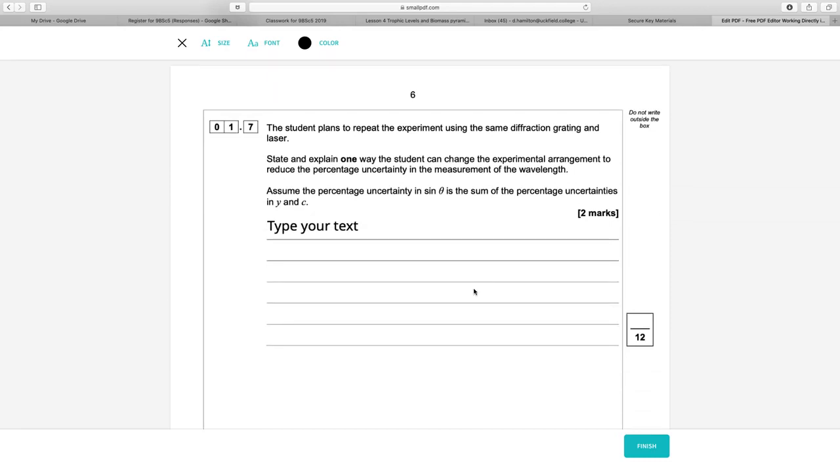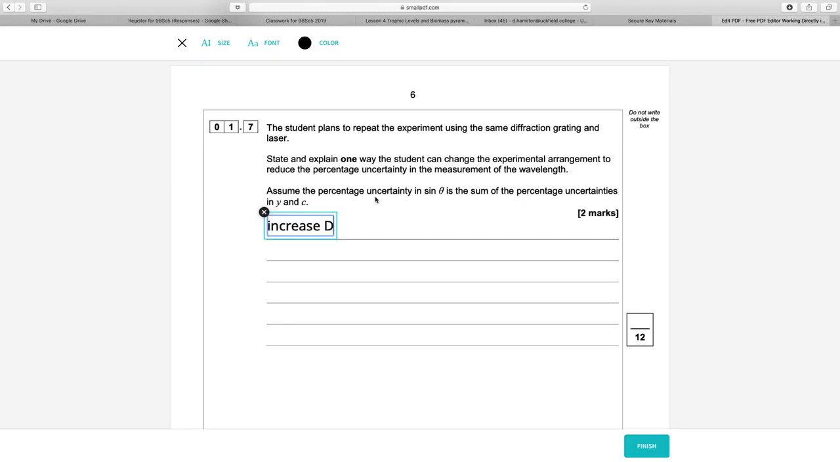So the student plans to repeat the experiment using the same diffraction grating and laser. So lambda is fixed and D is fixed. One way the student can change the experimental arrangement. Well, if you look at the expression d sine theta equals n lambda, you want to make d bigger because in increasing d, you will decrease the percentage of uncertainty in d.